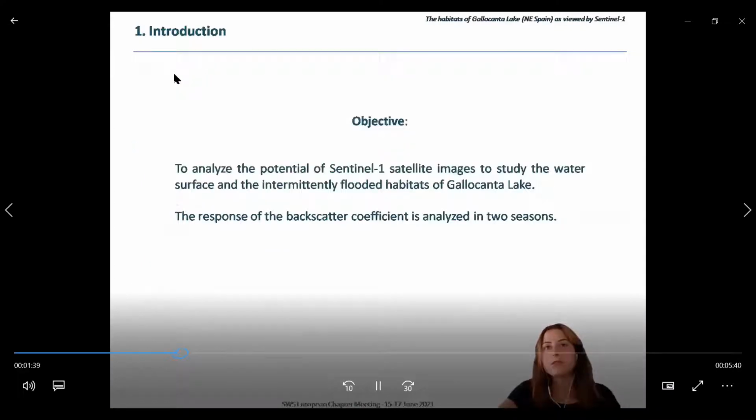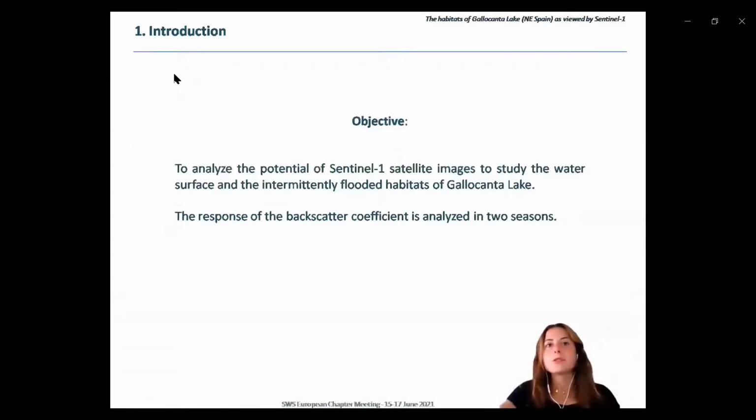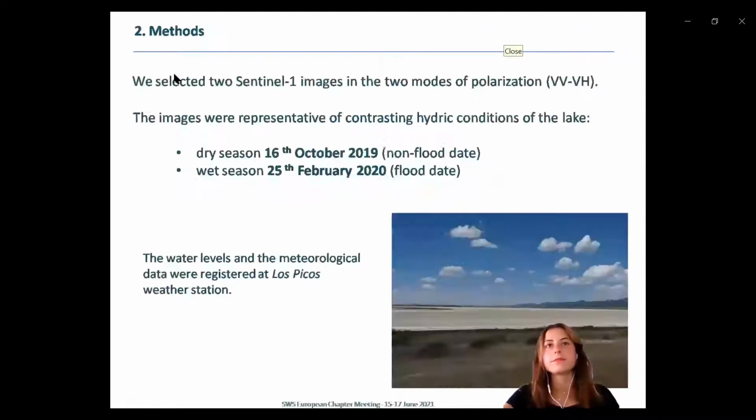Okay, the objective of this study is to analyze the potential of Sentinel-1 satellite images to study the water surface and the intermittent flooded habitats of Gallocanta Lake. The response by backscatter coefficient is analyzed in 2 seasons.